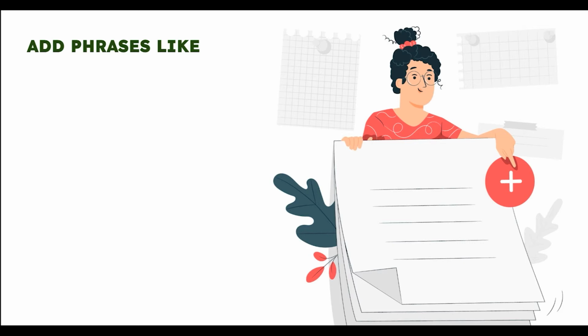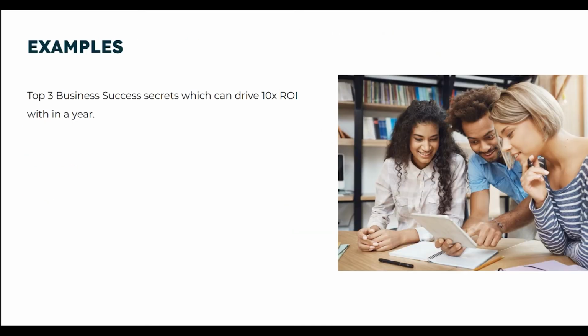So you can add phrases like secrets, success, tricks, mistakes in your lead magnet, and let's see how we can add it. So here's our first example for a business which is looking for better ROI. Top 3 business success secrets which can drive 10x ROI within a year.